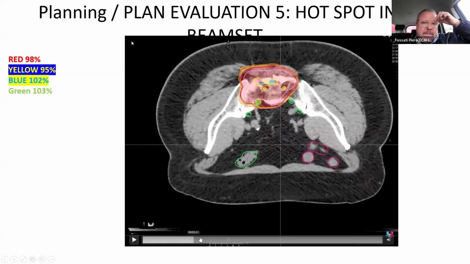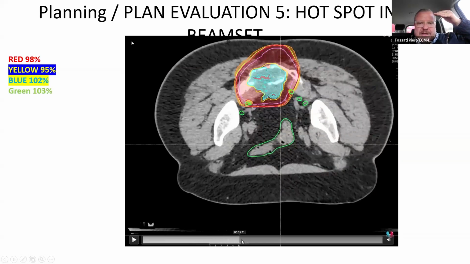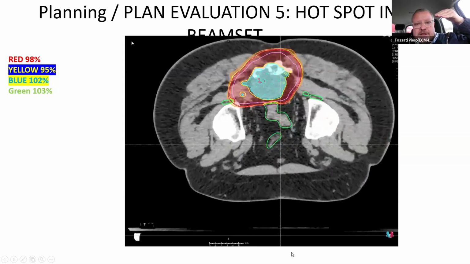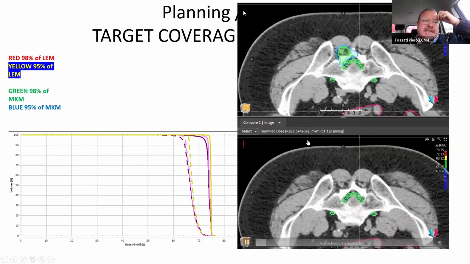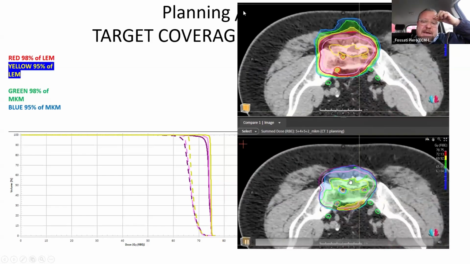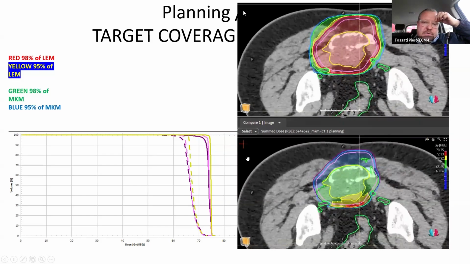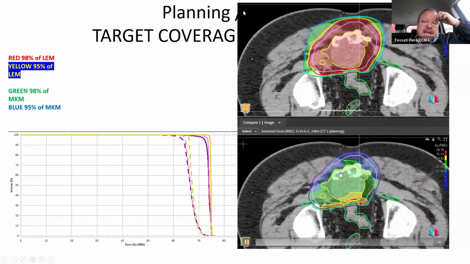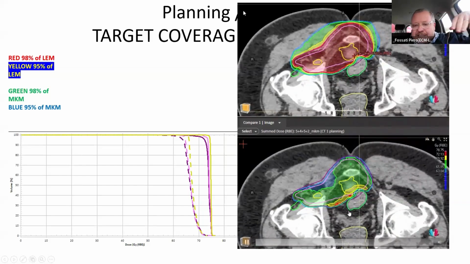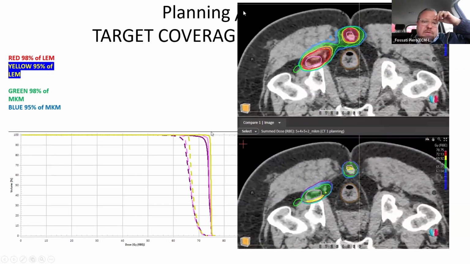And you see how the GTV is covered not with 100%, but with 102%. What's the purpose of this small trick? The purpose of this small trick is that in this way, the corresponding MKM isodose improves. So we can have 100% coverage without hotspots in LEM, but we can have also the GTV covered by the 98% of the rescaled MKM isodose. So the LEM DVH is always nice.